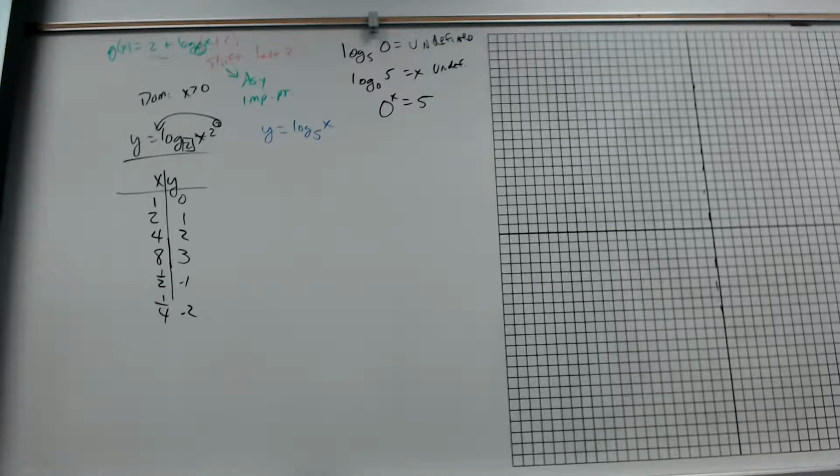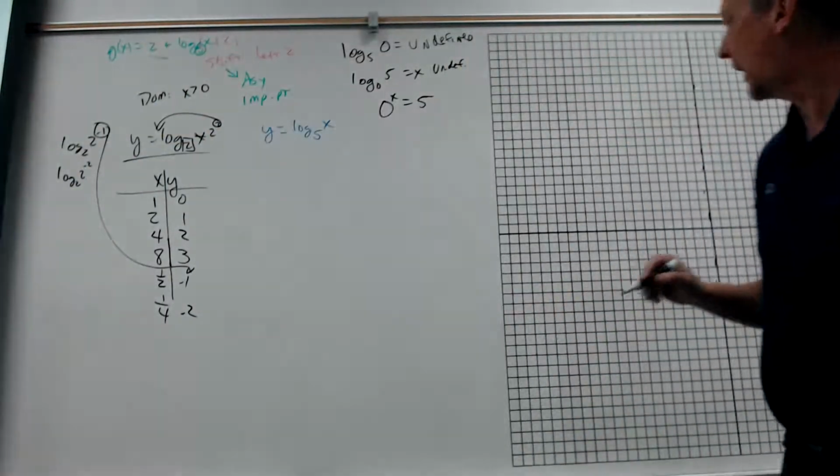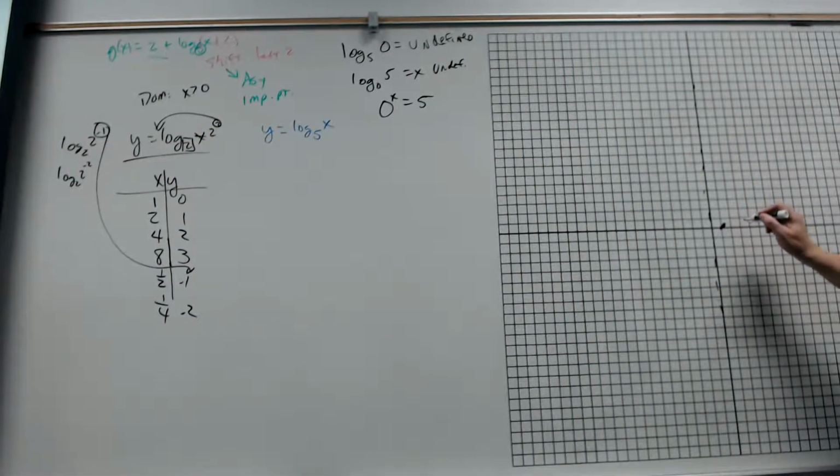Why is it negative 1 and negative 2? Do you know why? I could write this as log base 2 of 2 to the minus 1 power, so it's going to be the reciprocal. This is your exponent. I could write that as log base 2 of 2 to the minus 2 power. That make sense? So as I'm looking here, I've got (1, 0), (2, 1), (4, 2), (1/2, -1) and (1/4, -2). This is the graph of log base 2 of x.